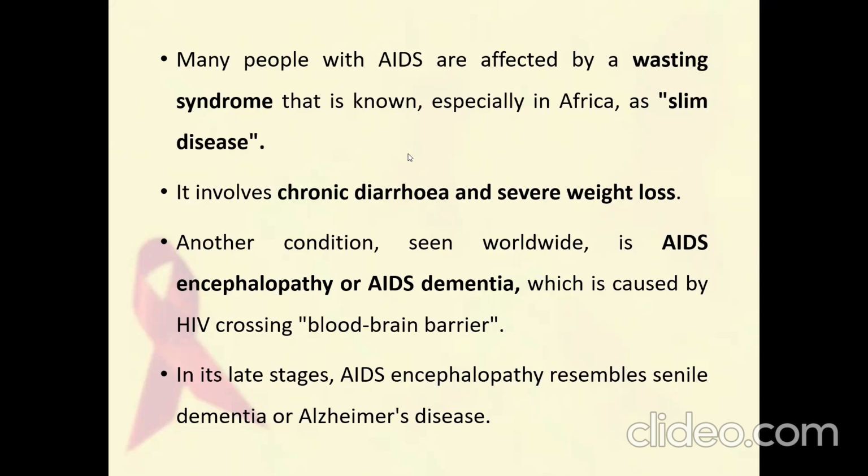In Africa, it is called wasting syndrome or slim disease. It involves chronic diarrhea and severe weight loss. Also, another condition which is seen worldwide is AIDS encephalopathy or AIDS dementia, which is caused due to HIV crossing the blood-brain barrier. And this AIDS encephalopathy can resemble senile dementia or Alzheimer's disease.